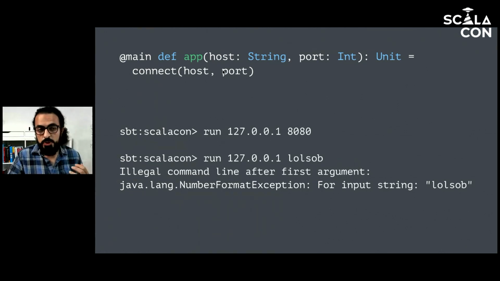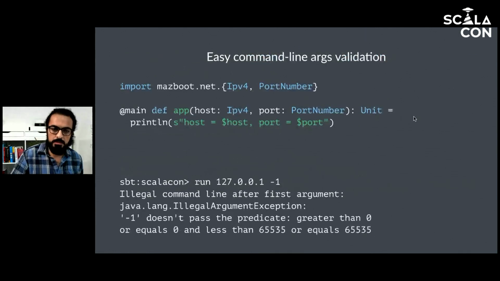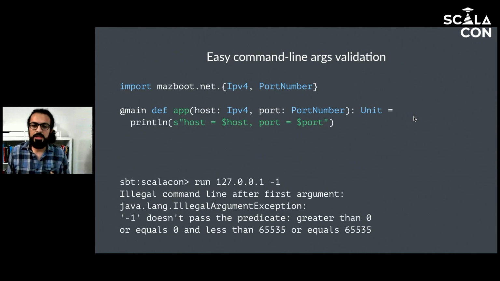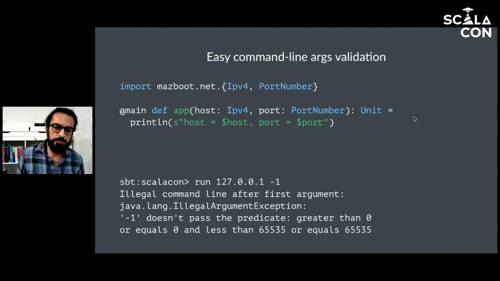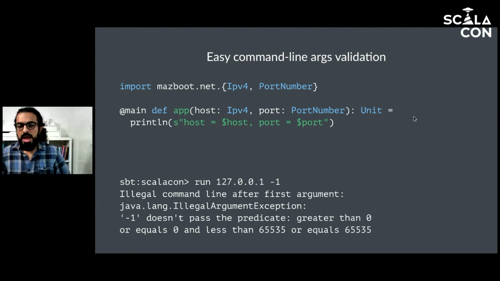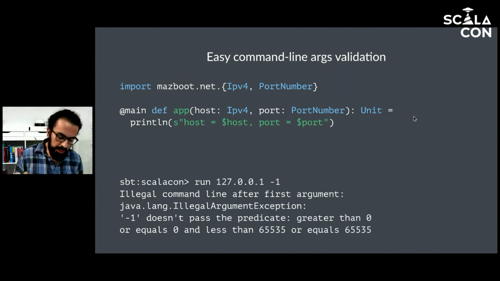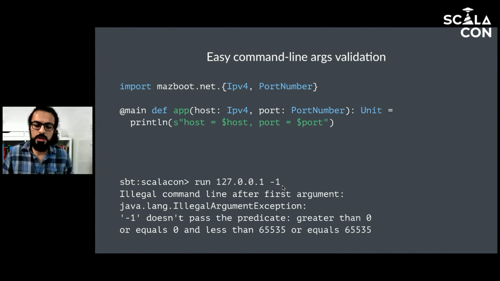My library allows you to take this feature to the next level. Instead of using String and Int, you can be more specific. You can use types like IPv4 or PortNumber, and those types will know exactly what the validation is, such as the range of a port number. If we pass a negative number as a port, the user gets an error message that says negative doesn't make sense, it's not a port.